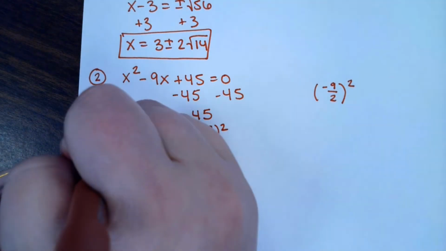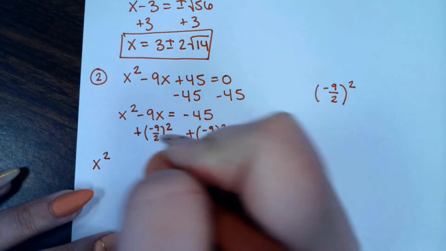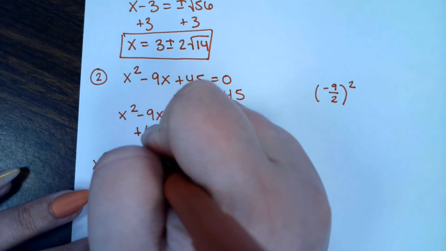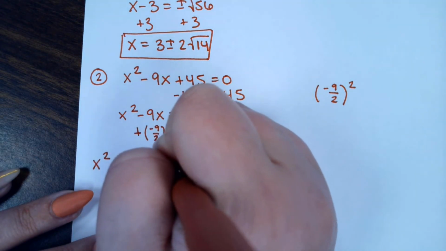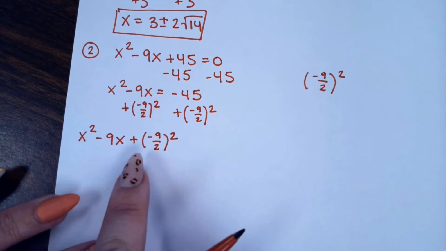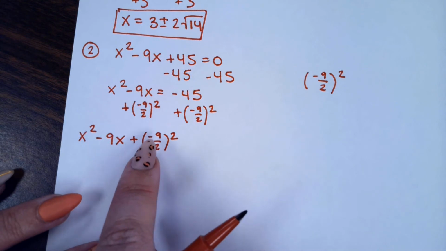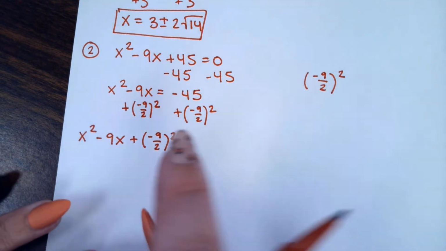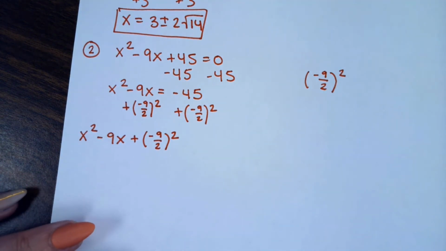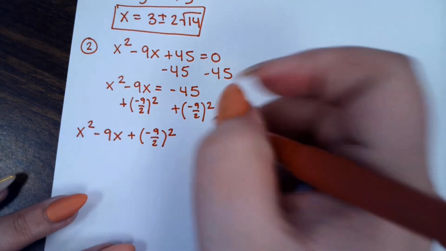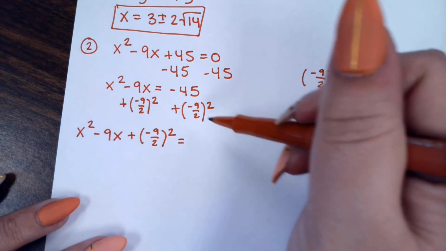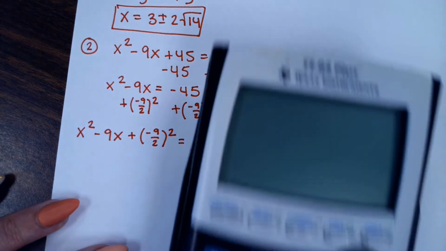All right, so over here, I'm just going to rewrite my trinomial. x squared minus 9x plus negative 9 over 2 squared. I know it looks funny, but if we got a decimal here, it'd be really hard to factor. But if we leave it like this, we know negative 9 over 2 is going to be our factor there. So then equals, and then over here, we do just want to actually add these two numbers.